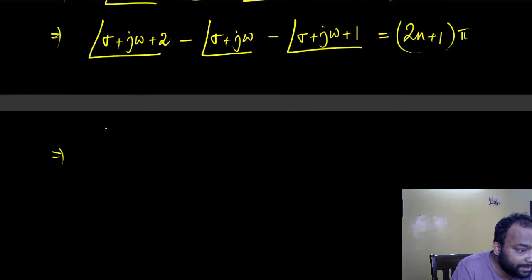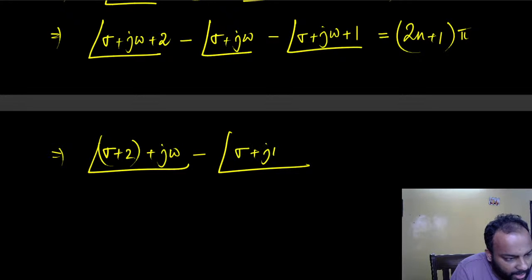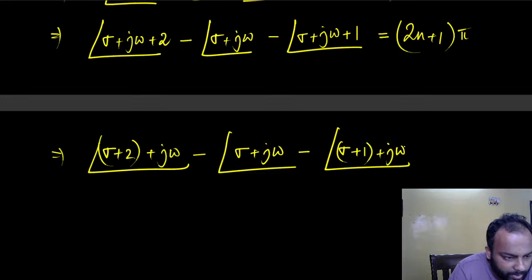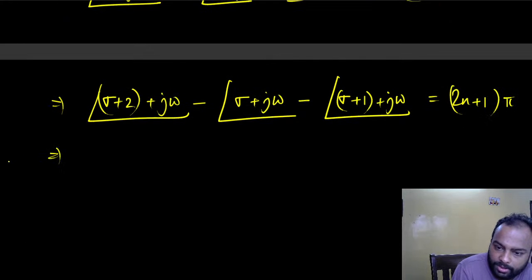Now, what about this? Let me just write it down again. This is angle of sigma plus 2, let's combine the real parts, plus j omega, minus angle of sigma plus j omega, and minus angle of sigma plus 1 plus j omega, and that's going to be 2n plus 1 times pi. No issues there whatsoever, right?